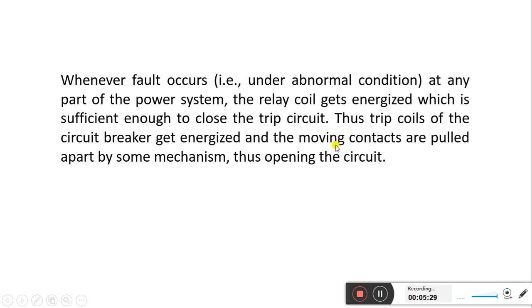Now the same thing has been discussed here: whenever a fault occurs under abnormal conditions, and the abnormal conditions may be different. In case of a DC supply, there may be overspeed, high temperature, overvoltage, undervoltage, overcurrent. These are called the abnormal conditions. So at any part of the power system, the relay coil gets energized, which is sufficient to close the trip circuit, and the trip coil of the circuit breaker gets energized. And as I have told, the moving contact will be pulled down and the faulty element will be disconnected.